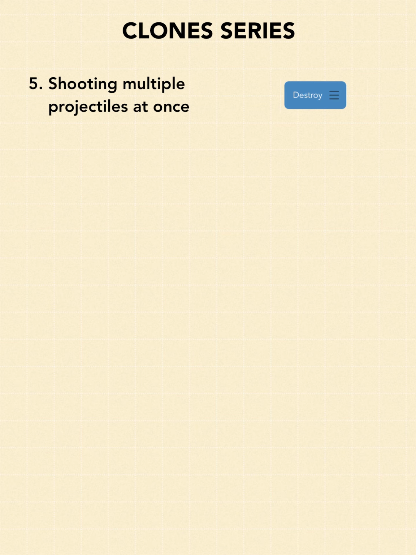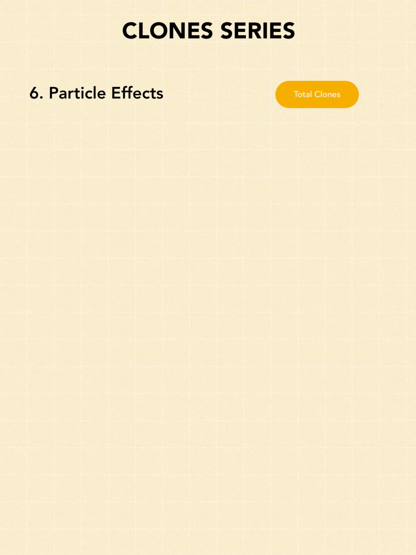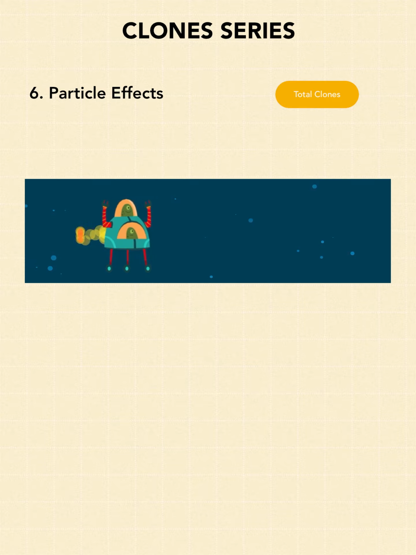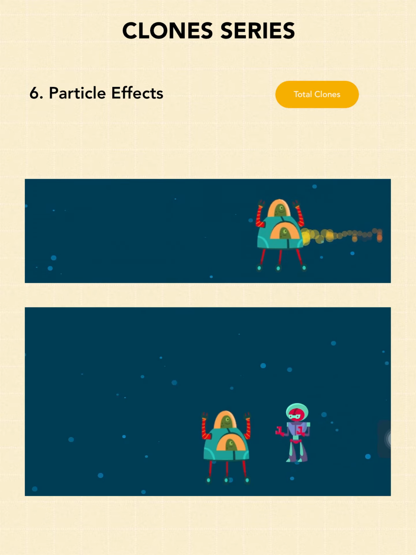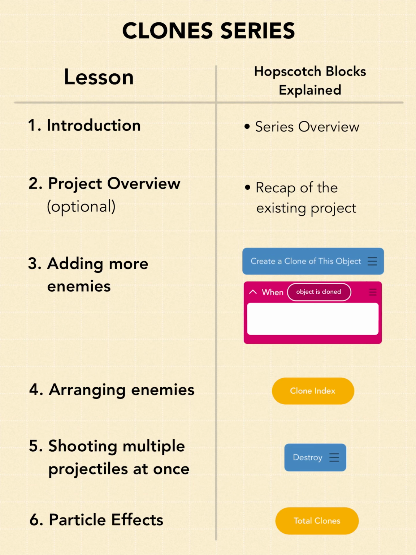The fifth video is where we look at how to use the destroy block to let you shoot more projectiles at once. And in the sixth video, we will be using the total clones variable to add trail particle effects and explosion particle effects. And that's it for this introduction.